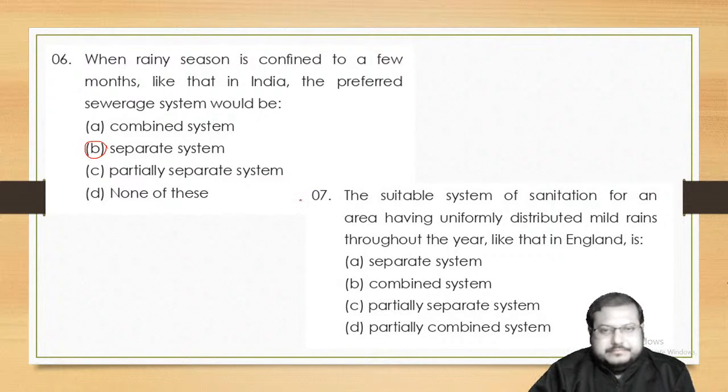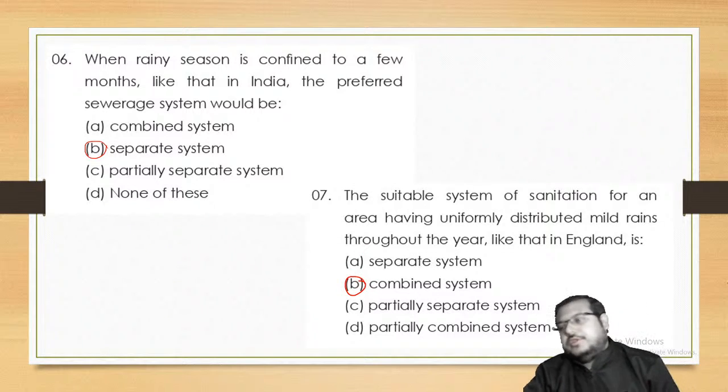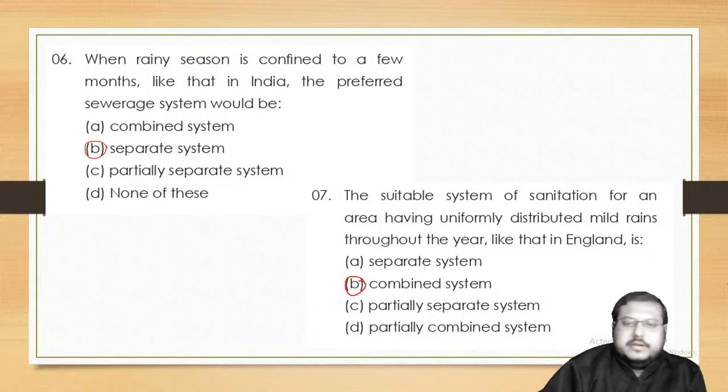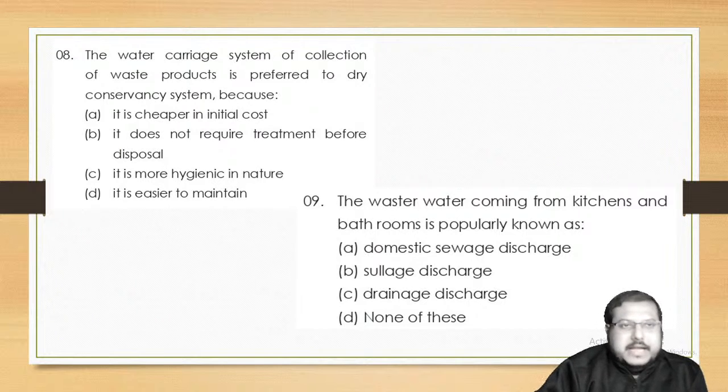Question number 7. The suitable system of sanitation for an area having uniformly distributed mild rainfall will be, quite obviously, the combined system. You know what amount of surface runoff you are going to get. It's combined system.